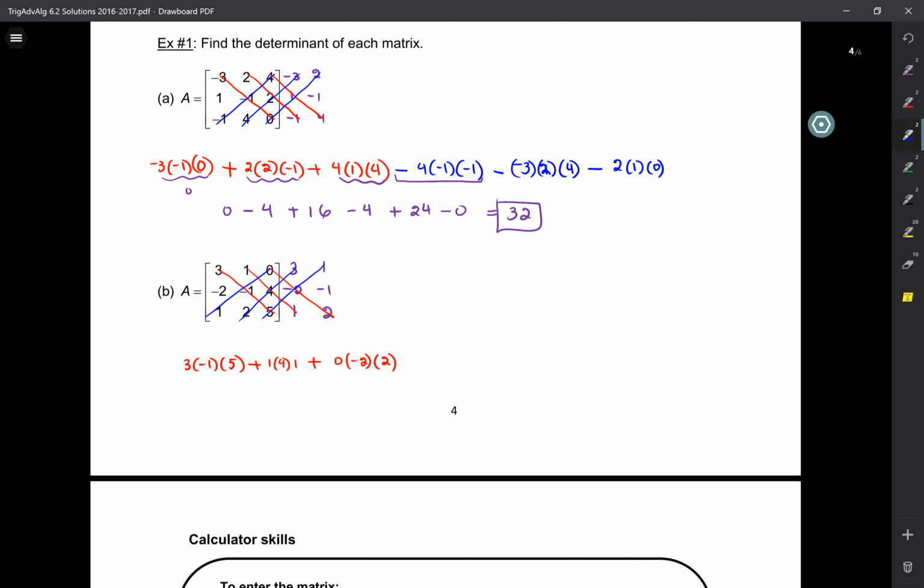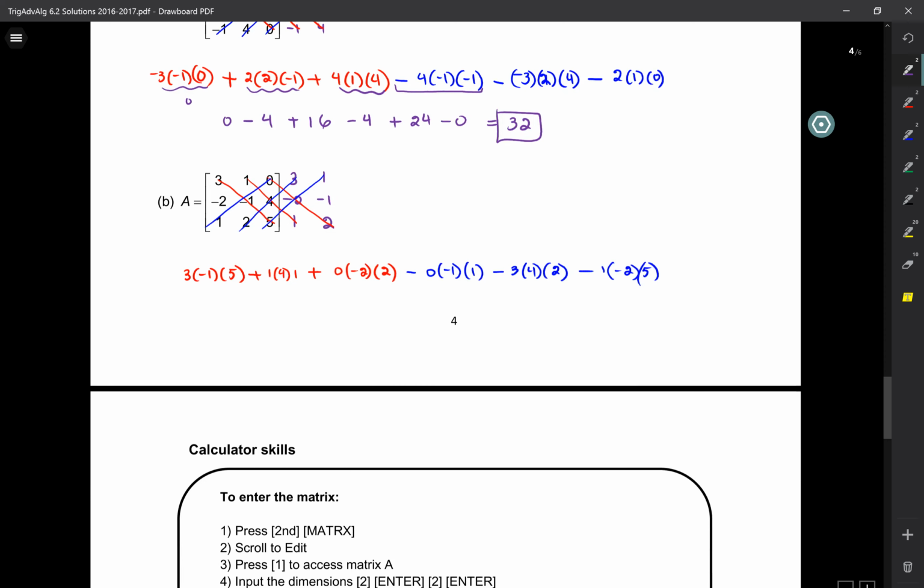All right, so what do we have here? So the blue one now, it's going to be minus 0 times negative 1 times 1, minus 3 times 4 times 2, minus 1 times negative 2 times 5. Negative 25 for this one. So let's see. Here we get negative 15 plus 4, 0, 0, minus 24 plus 10. Right? So that's negative 12 plus 10. What did you guys get? Oh, that's negative 25.